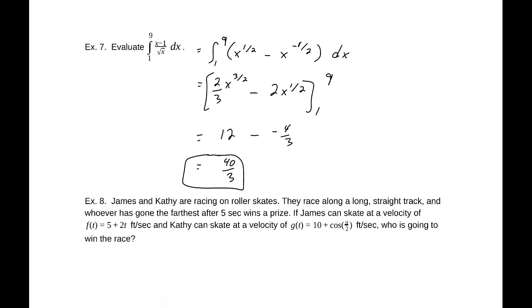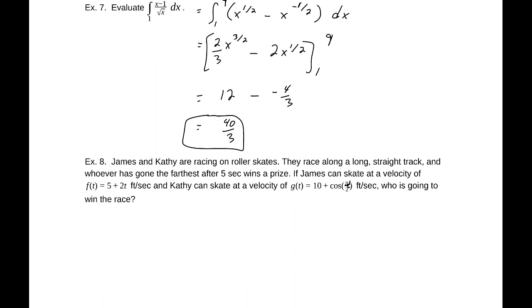All right, and our last question for this section. James and Kathy are racing on roller skates. They race along a long, straight track, and whoever has gone the farthest after 5 seconds wins a prize. If James can skate at a velocity of f of t equals 5 plus 2t feet per second, and Kathy can skate at a velocity of g of t equals 10 plus cosine of pi over 2 t, there should be a t there, feet per second, who is going to win the race?